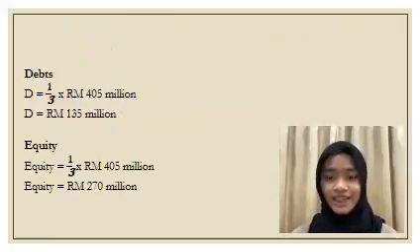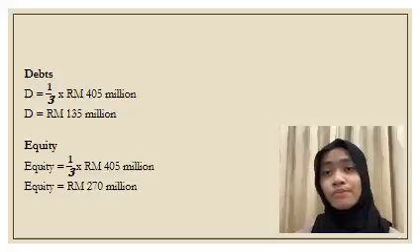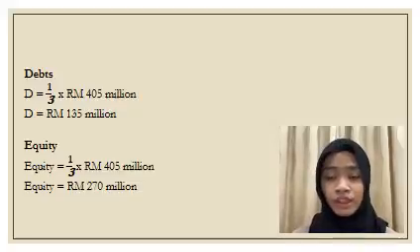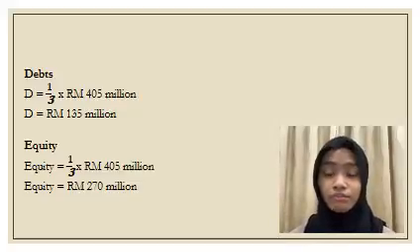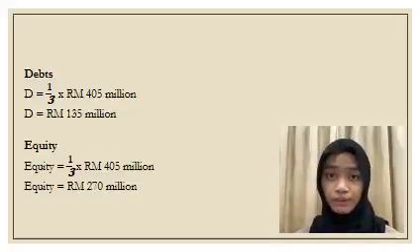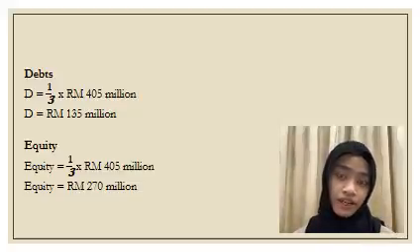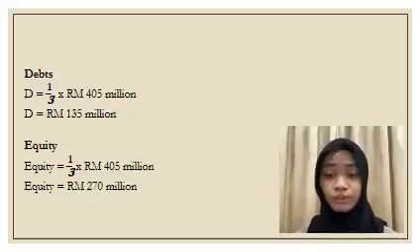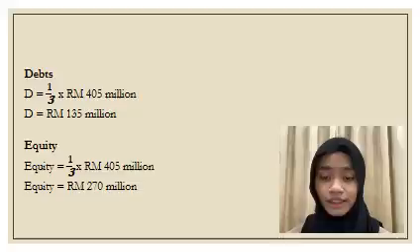Next, we calculate the debt, for which we use the debt to equity ratio of 1/3, times 405 million, which we get from the new value of the firm. So the amount of debt is 135 million. For the equity, we calculate 2/3, which is the result with the debt ratio, times 405 million, which we get from the new firm value. So we get 270 million.